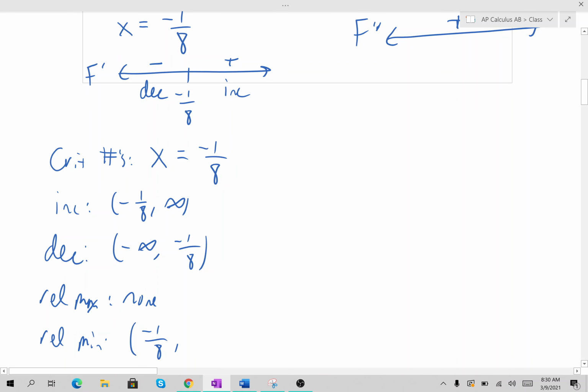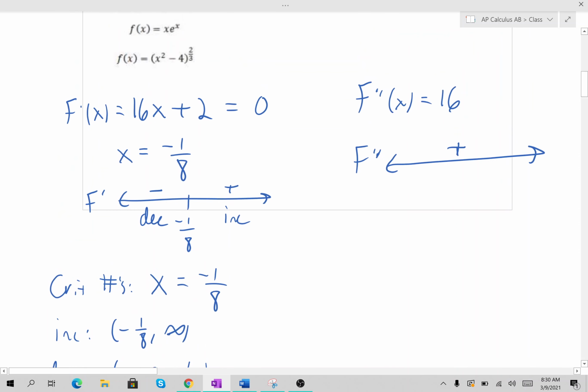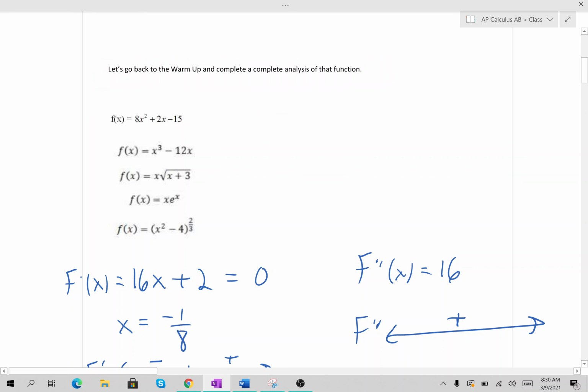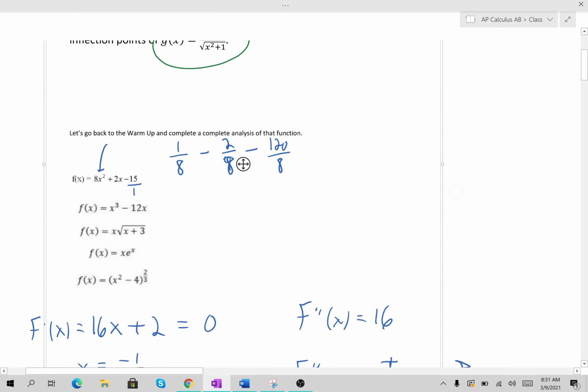And we have to find the y value, so we go all the way back to the original function. If you plug in -1/8 there, do this with me. -1/8 squared is 1/64, but times 8, that's an eighth. Plus 2 times -1/8 is -1/4. Minus 15. But because we have eighths, 15 over 1 multiplied by 8 becomes 120, so 120 over 8. And 1/4 is really 2 over 8. So that is -121/8.